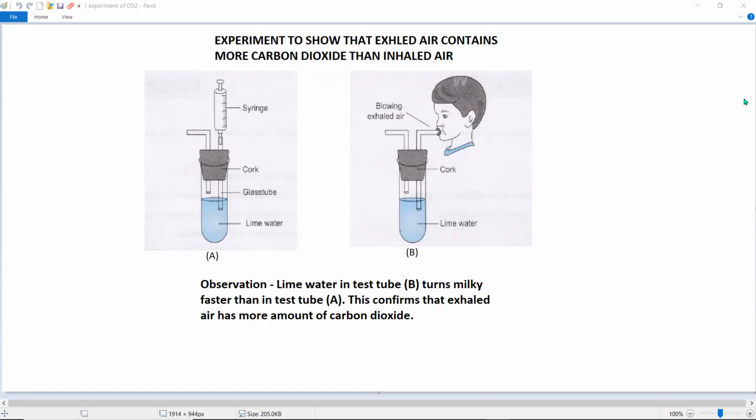Now, in test tube A, blow air by an air pump through the long tube. And in test tube B, blow air from the mouth. Now, what do you observe? It is observed that lime water in test tube B turns milky faster than in test tube A. This confirms that exhaled air has more amount of carbon dioxide.